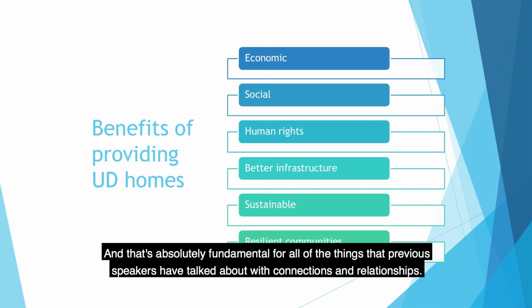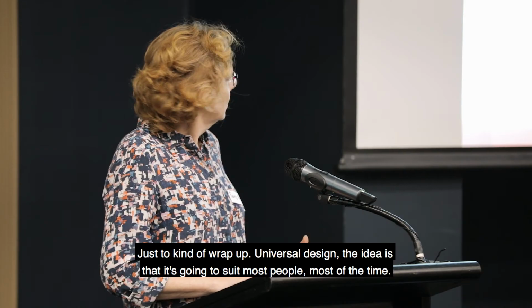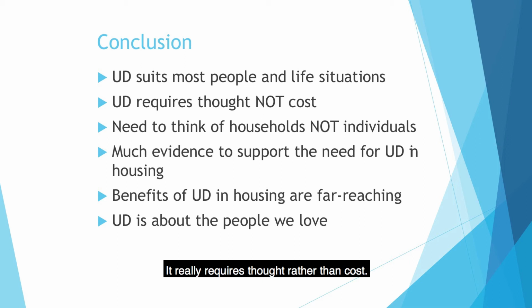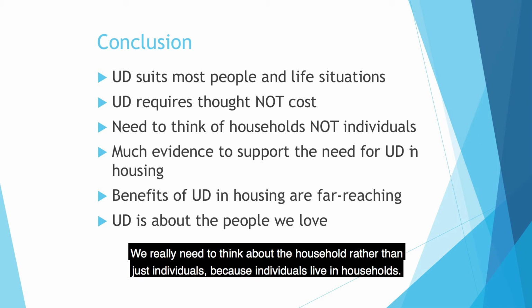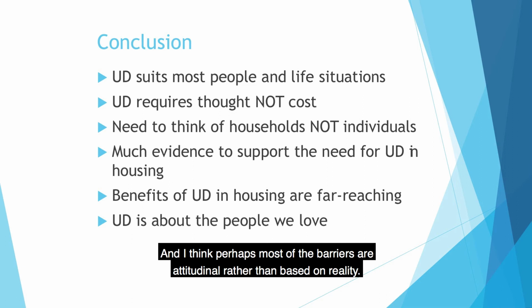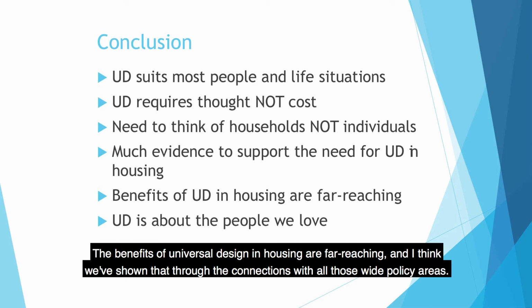And that's absolutely fundamental for all of the things that previous speakers have talked about with connections and relationships, this notion of resilient communities. Just to wrap up, the idea of universal design is that it's going to suit most people most of the time. It really requires thought rather than cost. We need to think about the household rather than just individuals, because individuals live in households. There is an awful lot of evidence out there to support the provision of universal design in housing, and I think perhaps most of the barriers are attitudinal rather than based on reality. The benefits of universal design in housing are far-reaching, and I think we've shown that through the connections with all those wide policy areas.